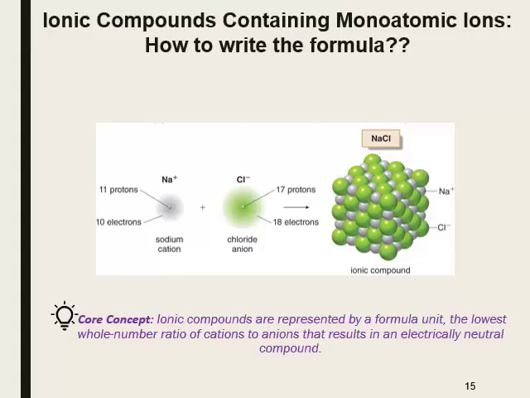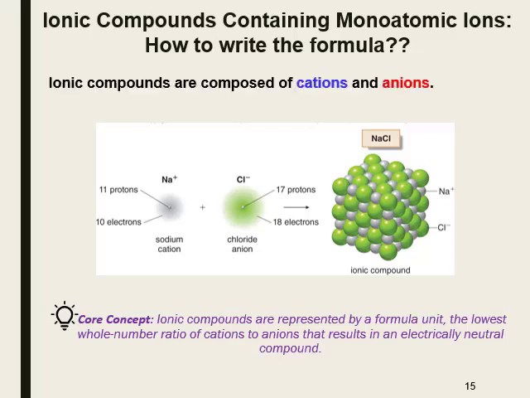Earlier, we learned that ionic compounds are formed because of the electrostatic interaction between positively charged cations and negatively charged anions. We also learned that multiple cations and anions combine to give you a crystalline structure. However, they combine in such a ratio that the overall positive charge is completely neutralized by the overall negative charge.